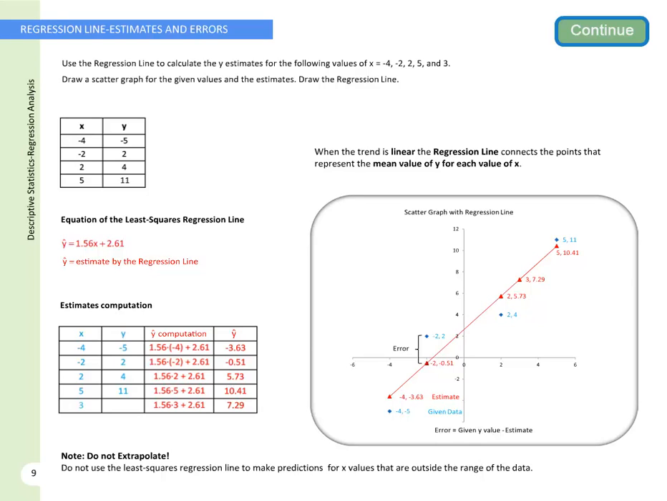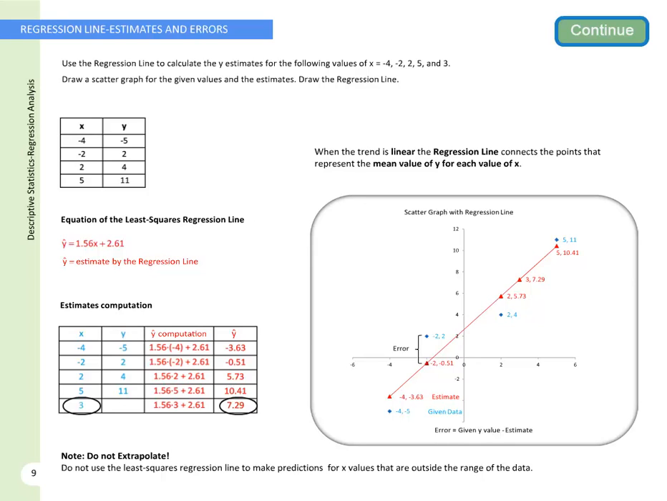Do not extrapolate. Do not use the regression line to make predictions for x values outside the range that determined the regression line. Because 3 is in the range -4 to 5, you can use the regression line equation to estimate the y value corresponding to 3. Plug in 3 in the equation of the regression line. So, the y estimate for 3 is 7.29.